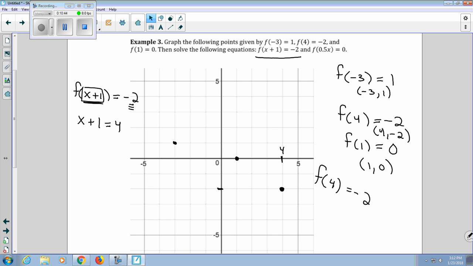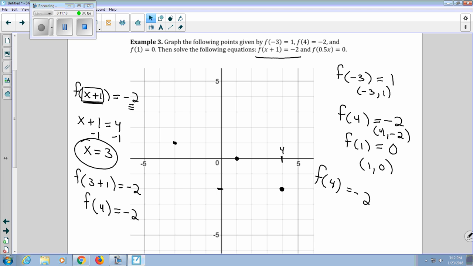This is a very simple equation to solve. I can subtract 1 from both sides, and I get x is equal to 3, which is the solution to this equation. If you want to check that this is true, you could take the original equation, in place of the x, put a 3, and ask yourself if f of 3 plus 1 is equal to -2. I know that it's true because 3 plus 1 simplifies to 4, and f of 4 was defined to be -2.